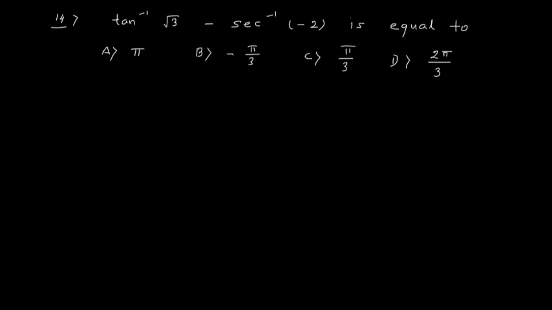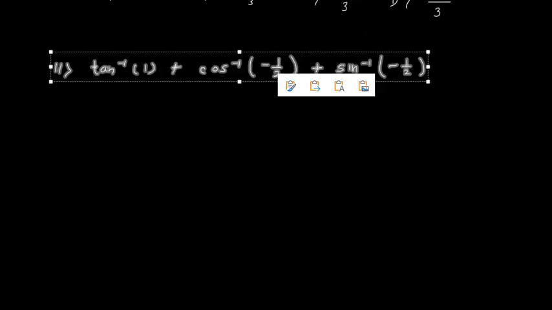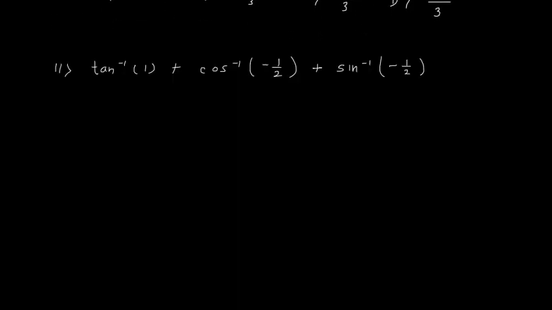So here, this is the problem. One by one, first find tan inverse 1. Tan inverse 1 is pi by 4.